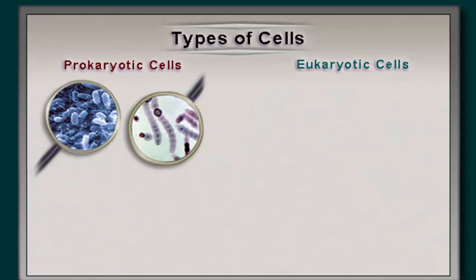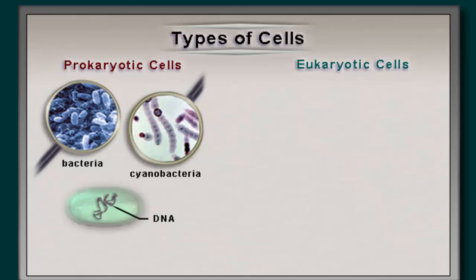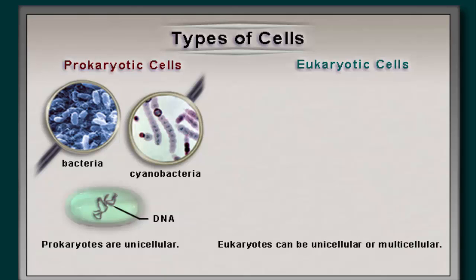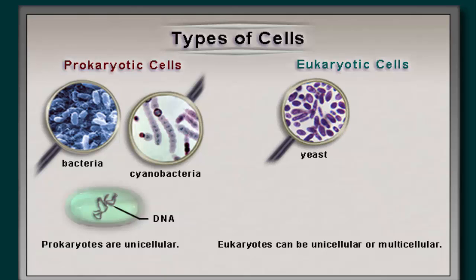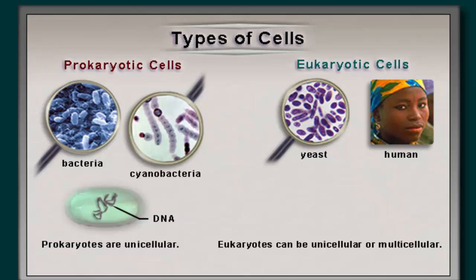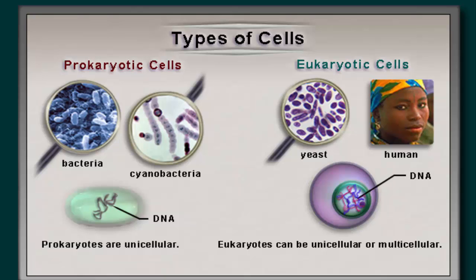Cells that make up different living organisms can be one of two types: prokaryotic or eukaryotic cells. Prokaryotic organisms, such as these bacteria and cyanobacteria, are comprised of a single cell in which the cell's genetic material, DNA, is not enclosed by a membrane. Eukaryotic organisms can be either unicellular, such as yeast cells, or multicellular, like humans. In eukaryotes, the DNA is located within a structure called the nucleus, a region bound by a double membrane called the nuclear envelope.